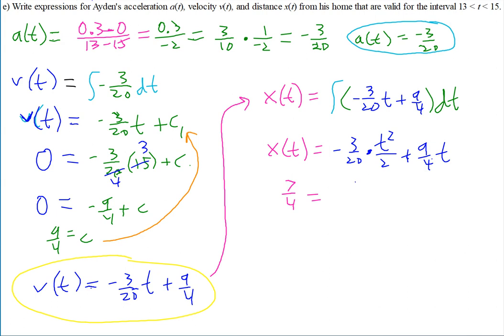So I'll just simplify this to be -3/40, and then we'll have 15 squared plus 9/4 times 15. All right, so we just have to, oops, I forgot the plus c sub 2. So we're plugging that in, sorry, to solve for that other unknown constant. So we've got 7/4.